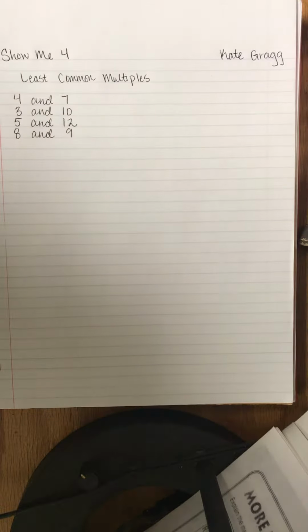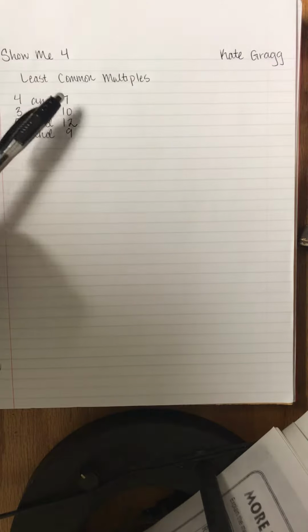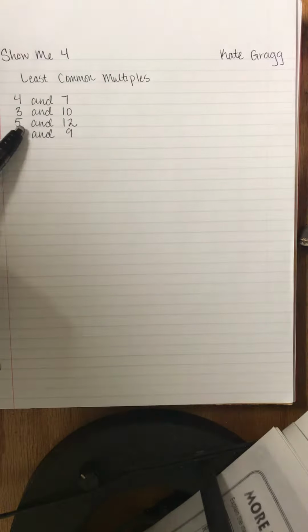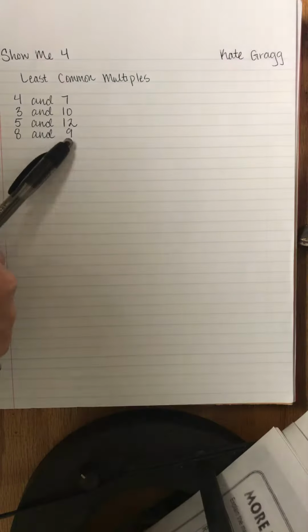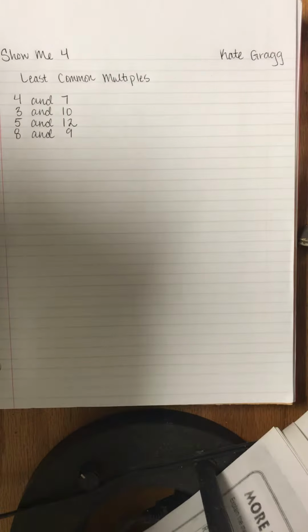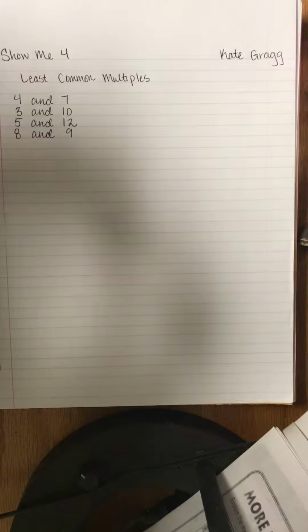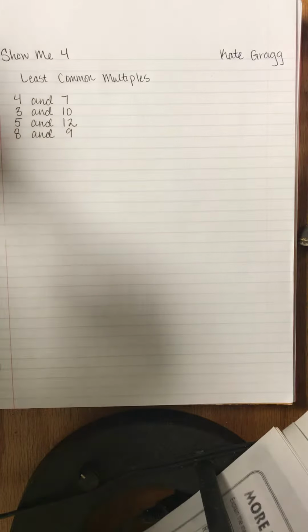Okay, so Problem 4 asks us to suppose that we're teaching students about least common multiples and we only use the following examples to illustrate the concept: 4 and 7, 3 and 10, 5 and 12, and 8 and 9. And what misconception about the LCM might the students develop?